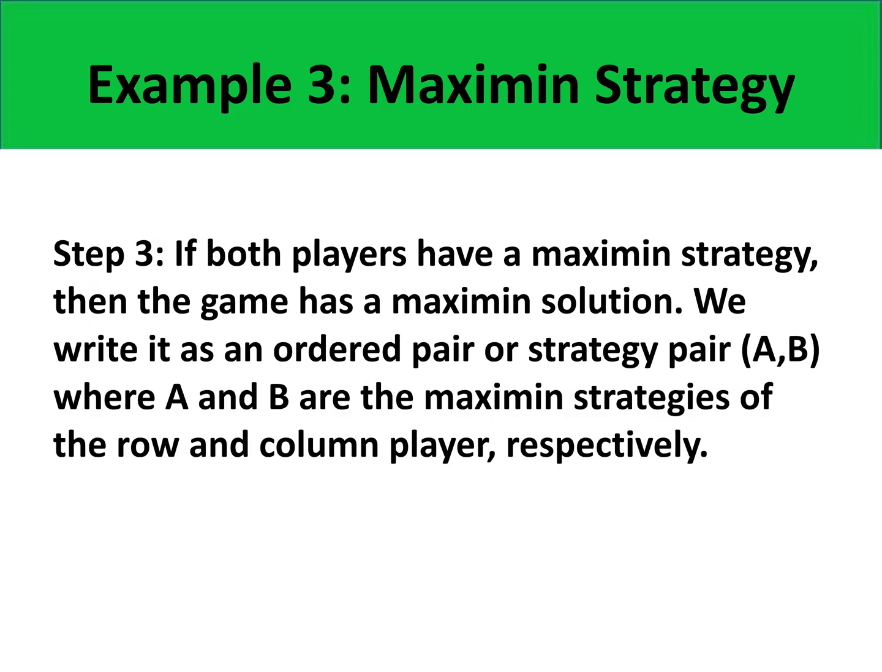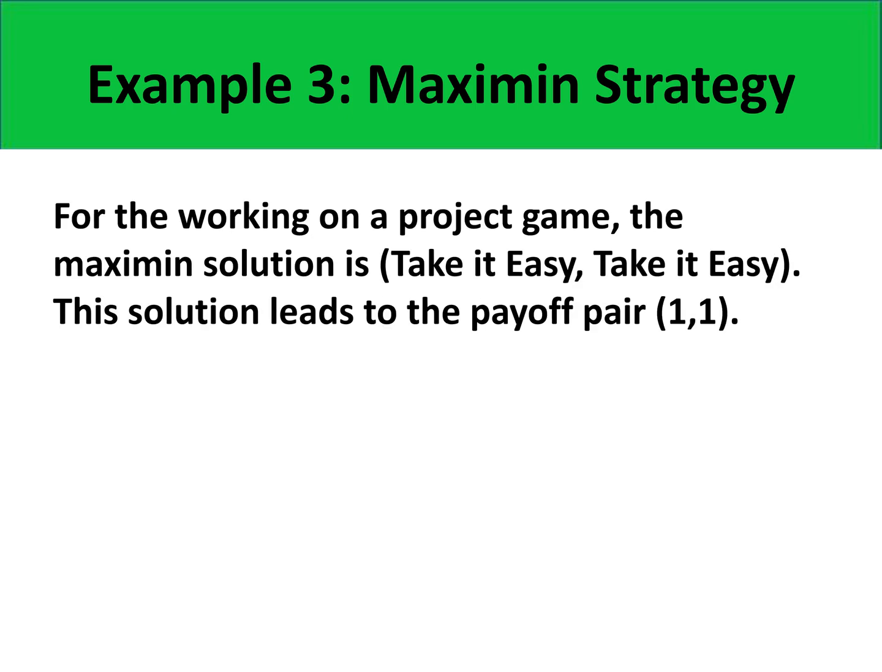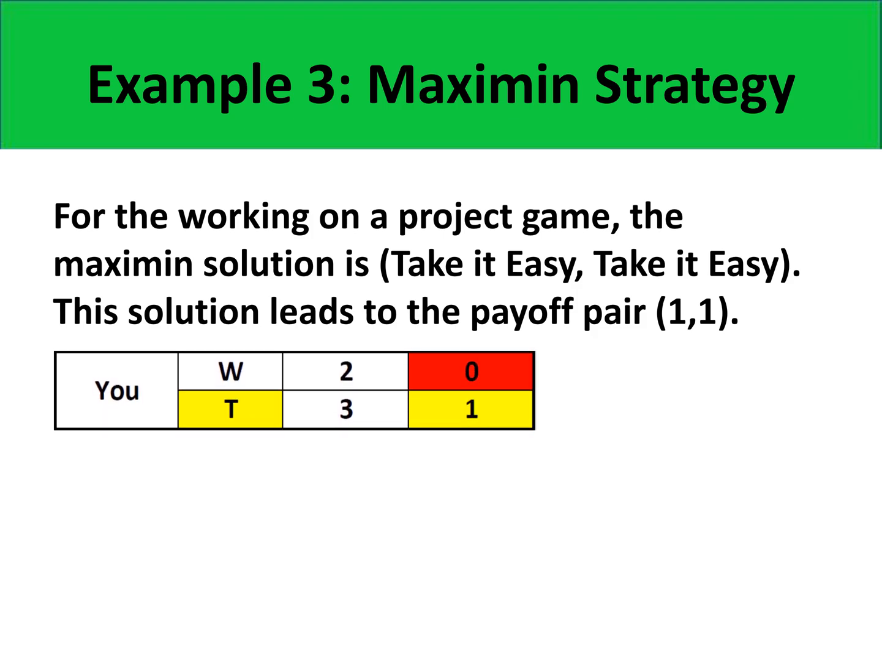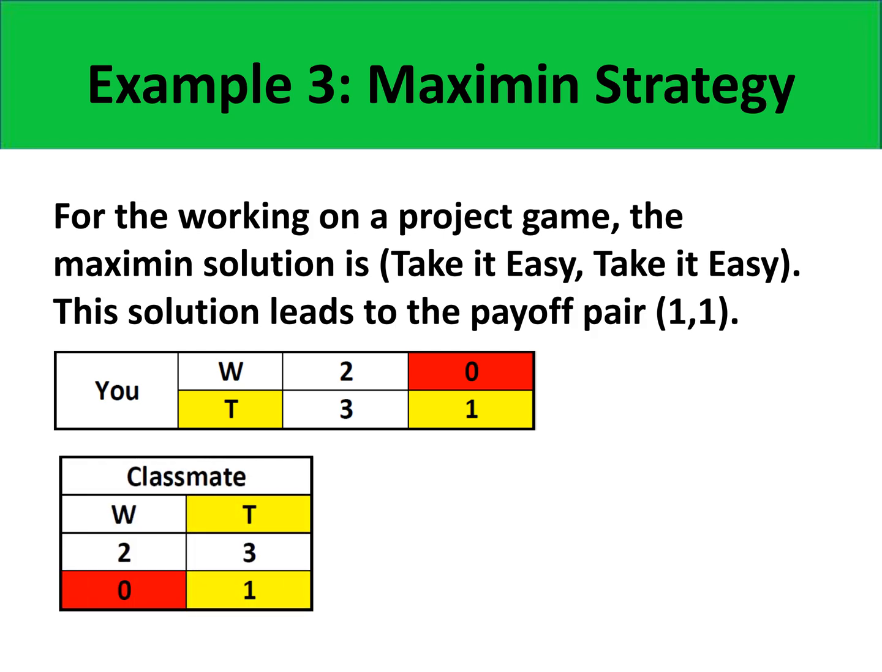The last step in finding the maximum solution of the normal form of a game is as follows. If both players have a maximum strategy, then the game has a maximum solution. We write it as an ordered pair of strategies A, B, where A and B are the maximum strategies of the row and column player, respectively. So the maximum solution of the working on a project game is written as take it easy, take it easy. This is because the row player's maximum strategy is to take it easy, and the column player's maximum strategy is also to take it easy.